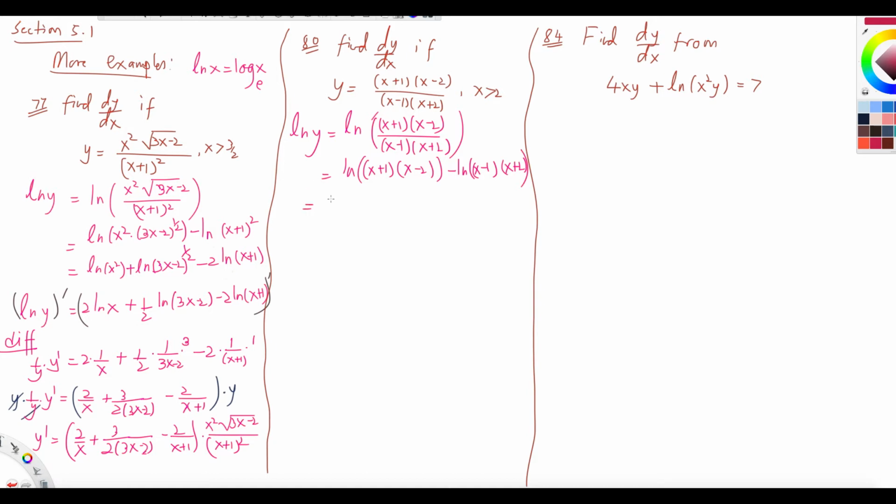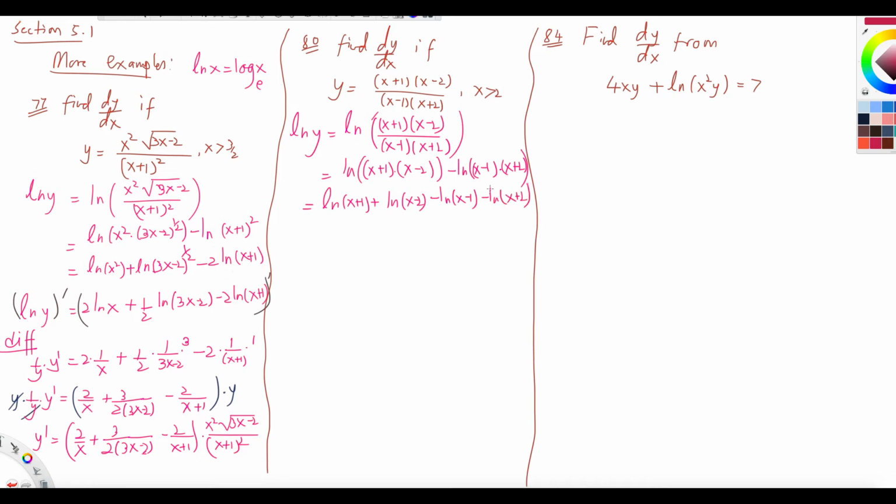Now use the product rule of the log there. The log of the product equals the sum of the logs. So ln(x plus 1) plus ln(x minus 2) minus ln(x minus 1) and then minus ln(x plus 2).